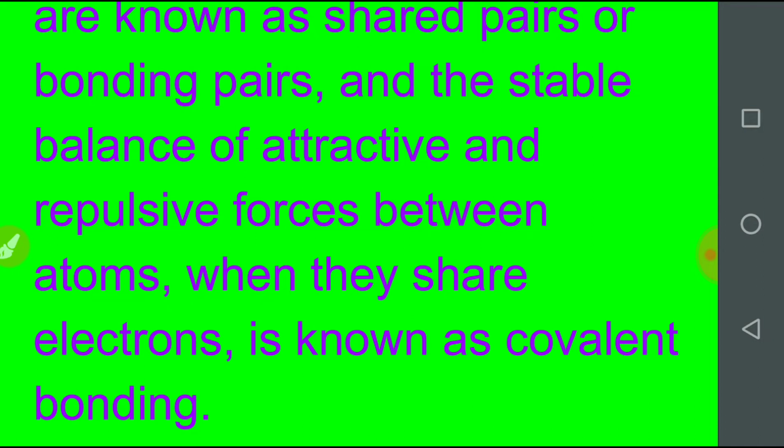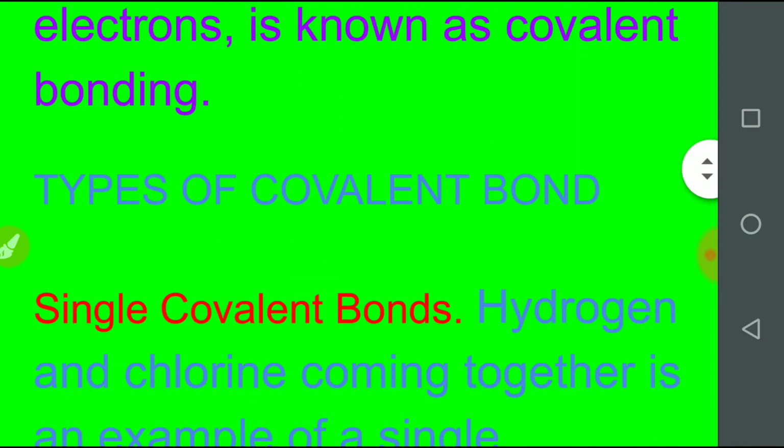Simply, the definition of a covalent bond is that covalent bonds are formed by sharing a pair of electrons between two atoms. Now, let us discuss the types of covalent bond. There are three types of covalent bond. First, single covalent bond. Second, double covalent bond. Third, triple covalent bond. Let us discuss the single covalent bond in detail.